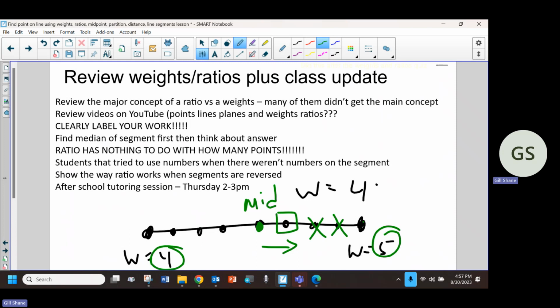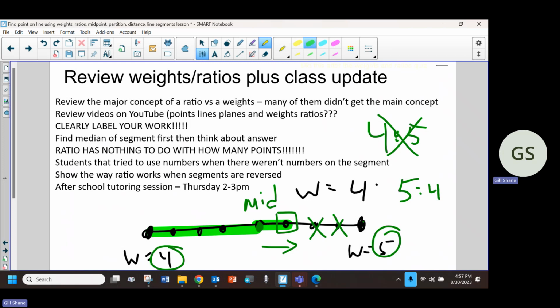So the ratio is not 4 to 5. That would be incorrect. You could say the ratio, though, is 5 to 4. You could flip them around if you prefer to work with a ratio and the length of the lines, which makes sense. If I highlight it, you'll see this line is slightly longer than this line, which makes sense because here's my ratio. The left side should be slightly longer than the right side.